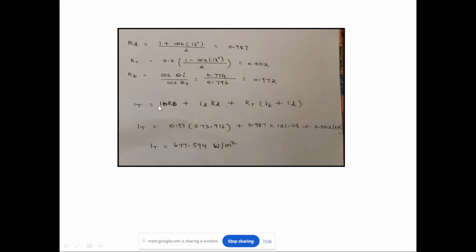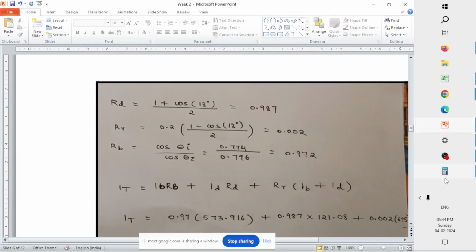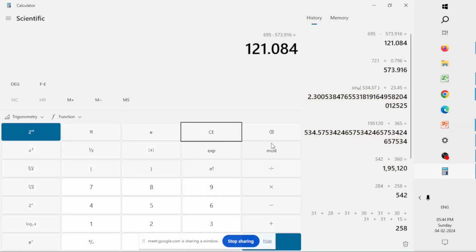So IT, as you know, is IBRB plus IDRD plus RR of IB plus ID. So that is 0.97 into 573.916 plus 0.987 into 121.08 plus 0.002 into 695. So your value of IT will be around 677.594. Let me just show that.